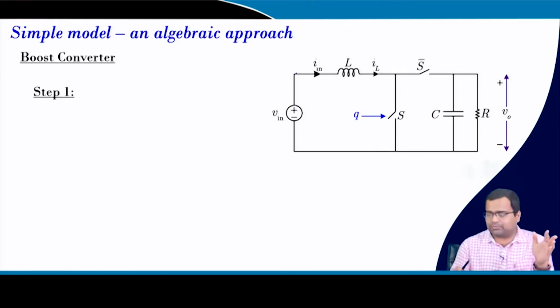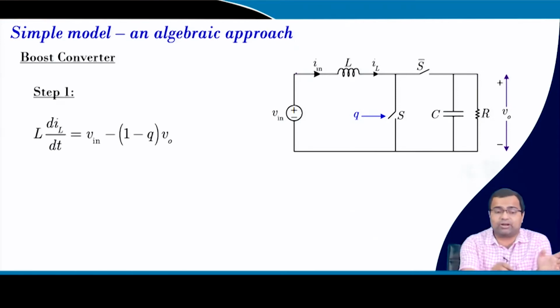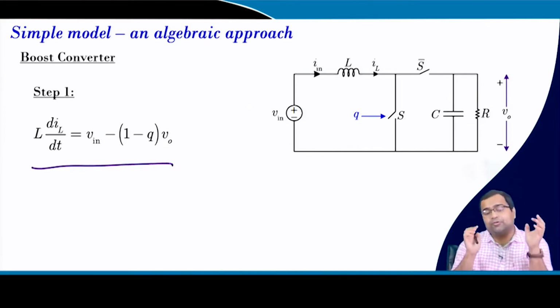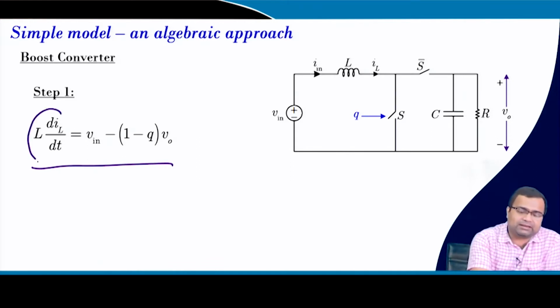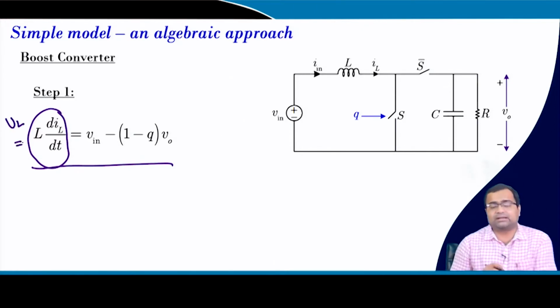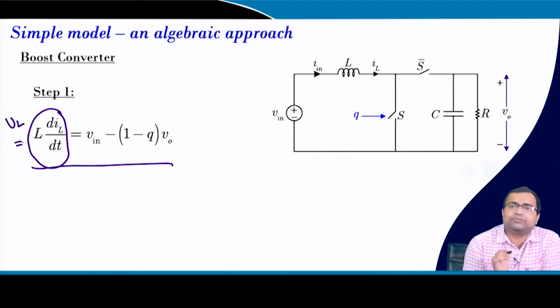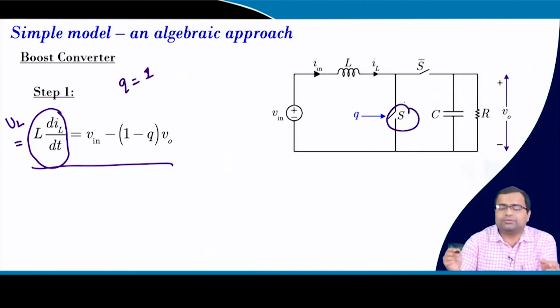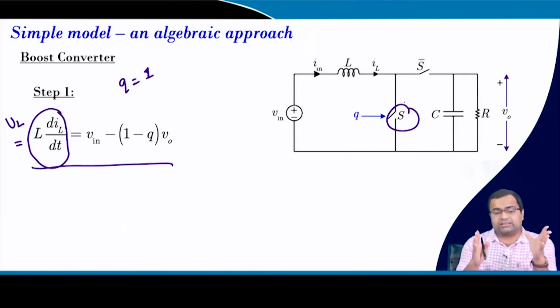We know all the equations of the boost converter, because we have already derived them in lecture number 4 when we developed the MATLAB model. The rate of change of inductor current times L, that means VL, the inductor voltage, is nothing but the input voltage minus (1 minus Q) times V0. When Q equals 1, the main switch is on, then the voltage across the inductor is nothing but the input voltage.